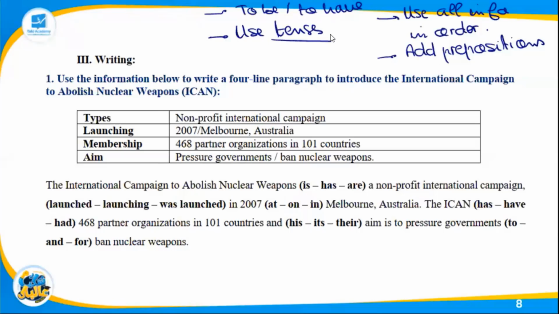What does that mean? It means if it says that in the past, I'm going to conjugate my verbs in the past. If he is talking about facts or something happening in the present, I will use my present. If he is telling me about something that will happen in the future, of course I'm going to use the future. So if we read the information we have, it tells us which type of tense to use. When he talks about the type of this campaign, what does it say? It's a non-profit international campaign. This is a fact, information that I cannot change. So when I have facts, which tense am I going to use? The simple present.